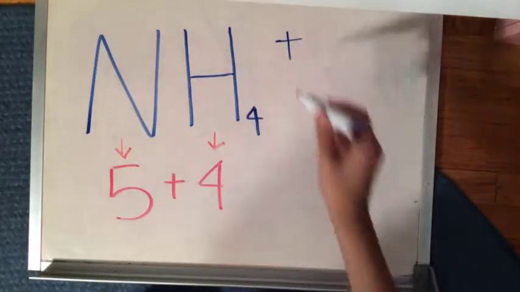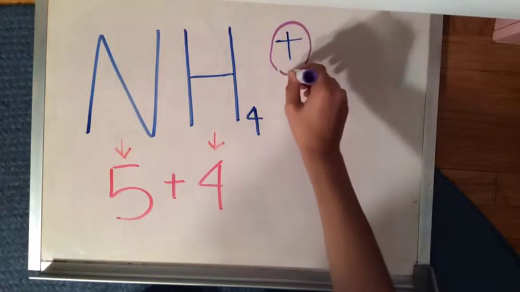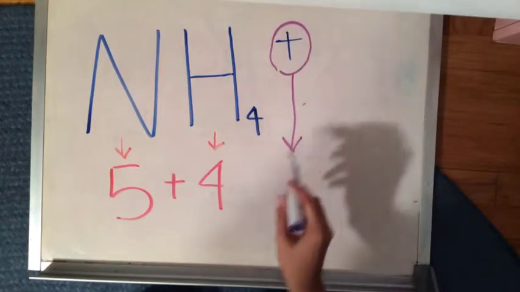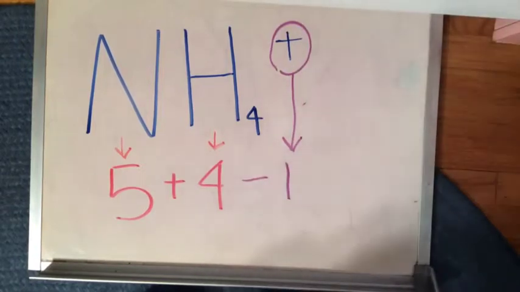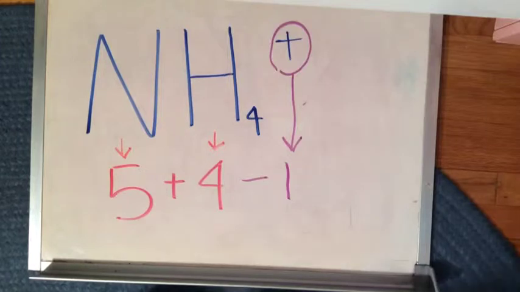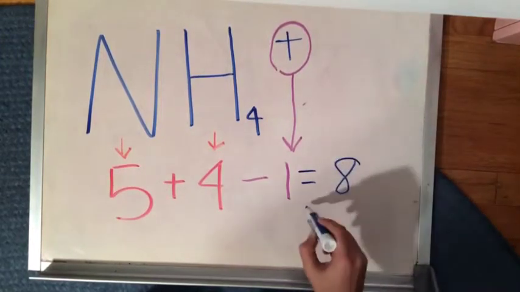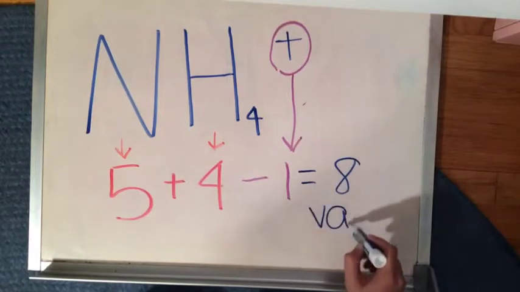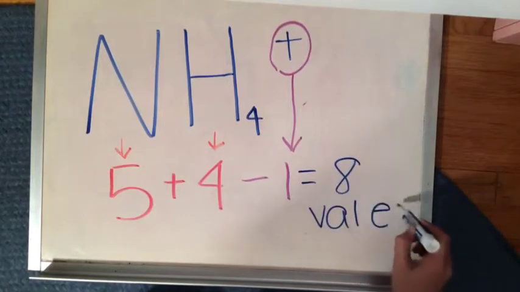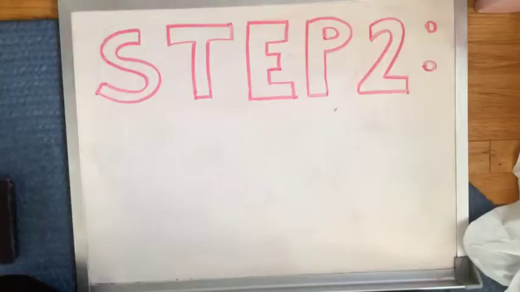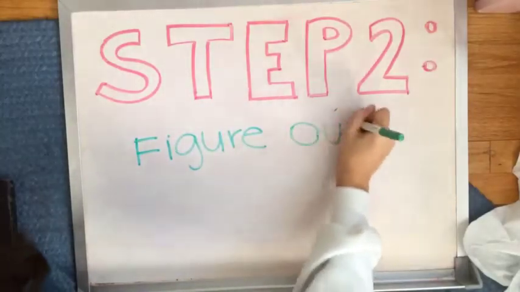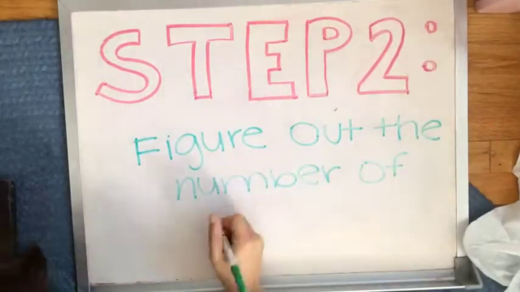Nitrogen has 5 valence electrons and hydrogen has 1, but because we're using 4 hydrogens, we have to multiply 1 by 4 to get 4. Then we subtract 1 because the plus sign on top means that we have lost an electron, leaving us with 8 valence electrons. This leads us to step 2, where we have to figure out the number of pairs.